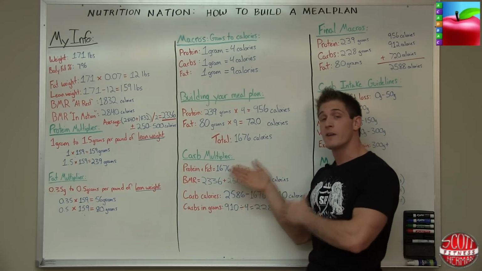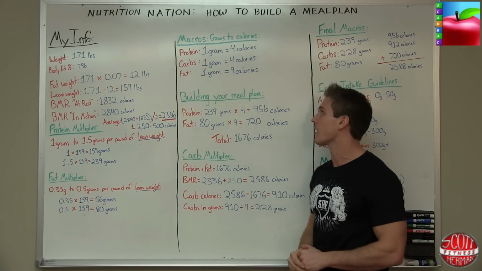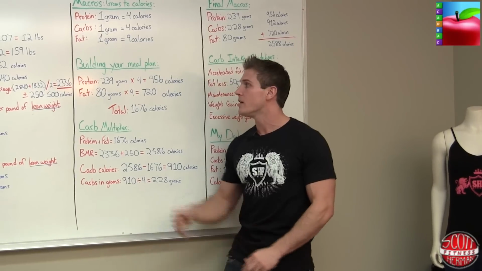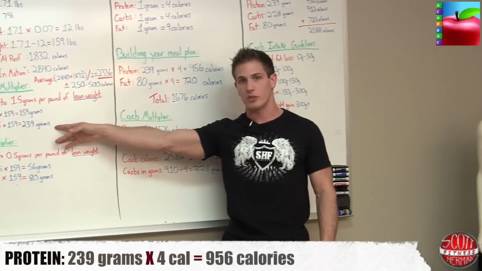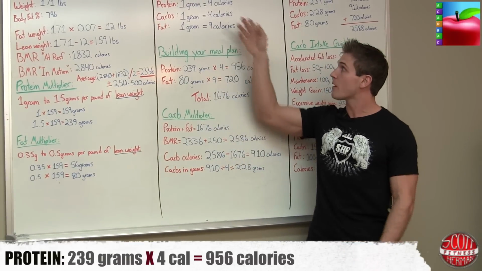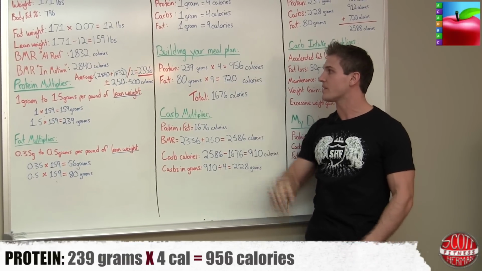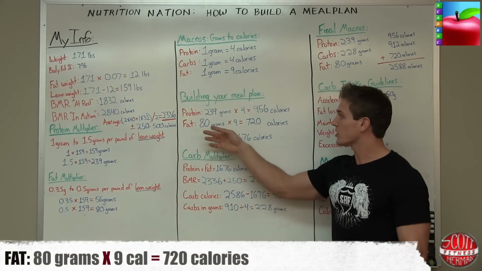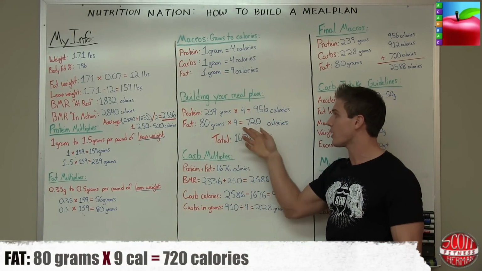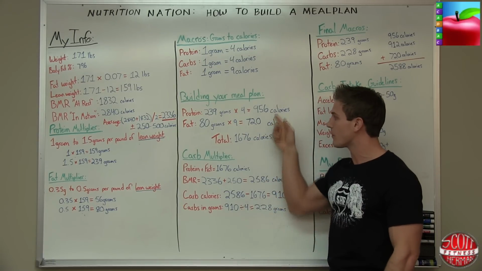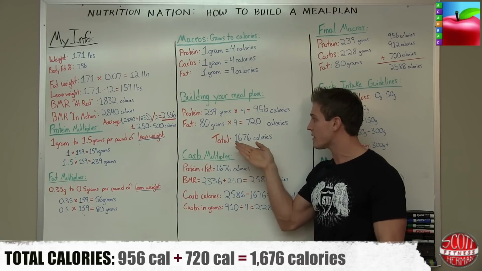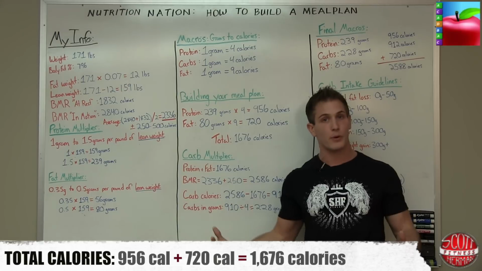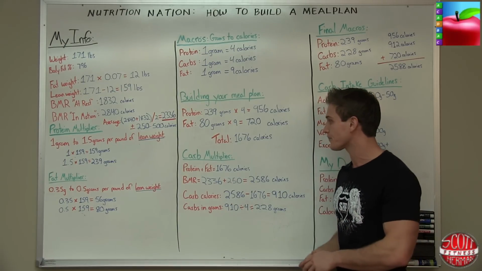Before we figure out what your carbs are utilizing the Carb Multiplier, we're going to figure out how many calories you're consuming right now in protein and fat. So protein, my number over here was 239 grams, times 4 comes up to 956 calories. For your fat, once again, I took the 80 grams. I'm going to multiply that by 9, and that comes out to 720 calories. And if I add these two numbers together, my total is 1,676 calories. That's how many calories I'm consuming just from my protein and fat that I'm eating every single day.